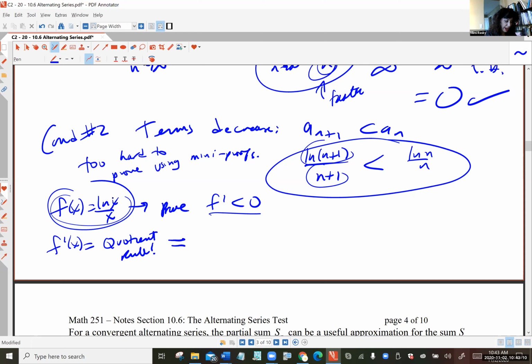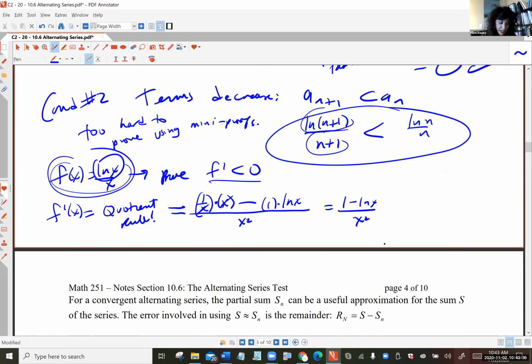So you're going to go f prime, which is the derivative of ln x, that's 1 over x, times the denominator x, minus the derivative of the denominator, the derivative of x is just 1, times the numerator ln x, all over the denominator squared. So after reducing that first term, this is my derivative: (1 - ln x) over x squared. Well, is this always going to be a negative number?